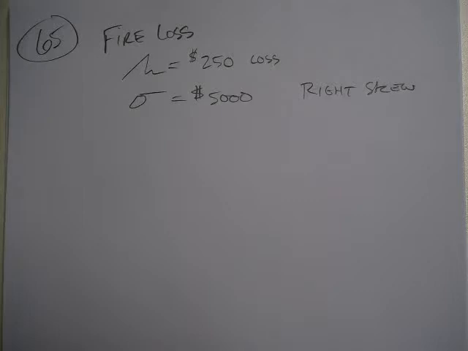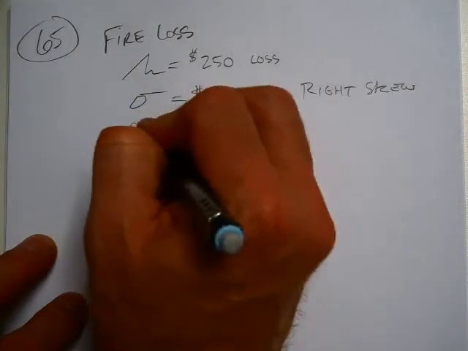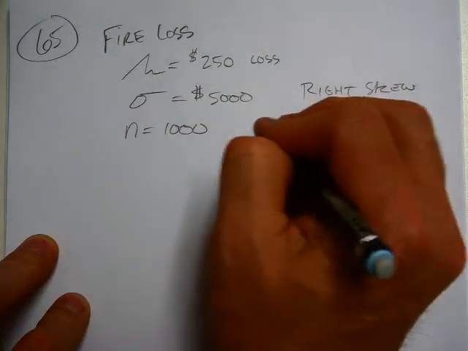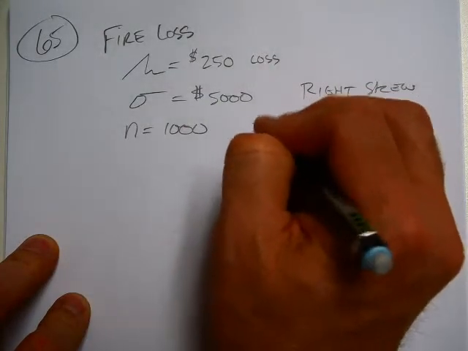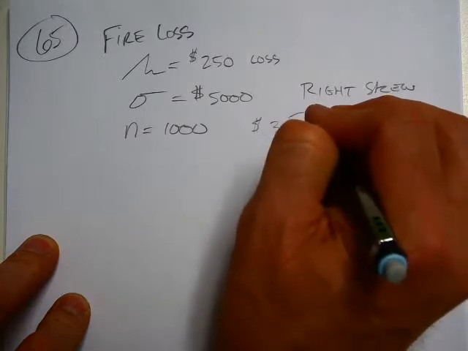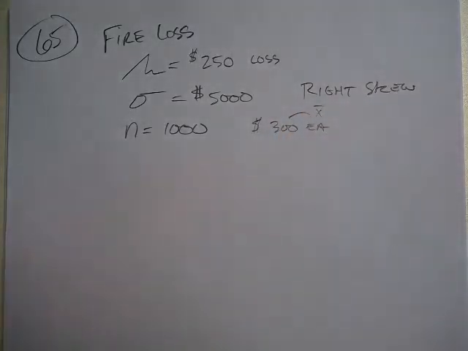The company hopes to sell 1,000 of these policies for $300 each. So they hope to sell 1,000, and I'm just going to go $300 each. I'm guessing that this is probably going to become my X bar value, the thing that I'm going to compare it to. Wait, the mean is 250, but the standard deviation is 5,000. That looks a little funny, doesn't it?